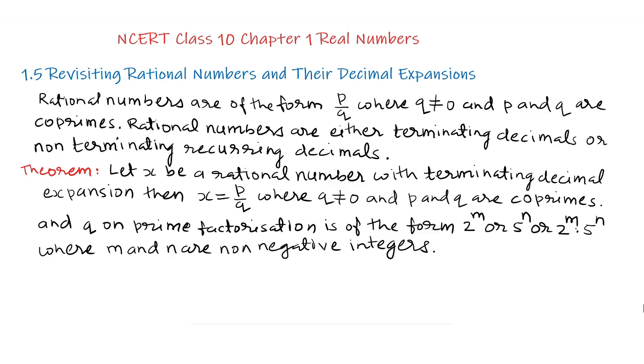Theorem: let x be a rational number with terminating decimal expansion, then x equals p upon q where q is not equal to 0 and p and q are co-primes, and q on prime factorization is of the form 2 to the power m or 5 to the power n or 2 to the power m into 5 to the power n, where m and n are non-negative integers. This we will learn from some examples, and we proceed like this.